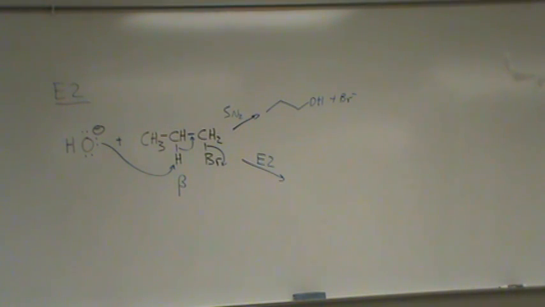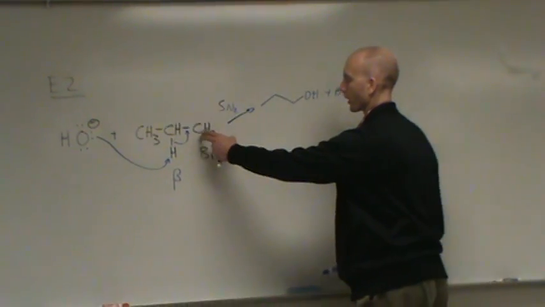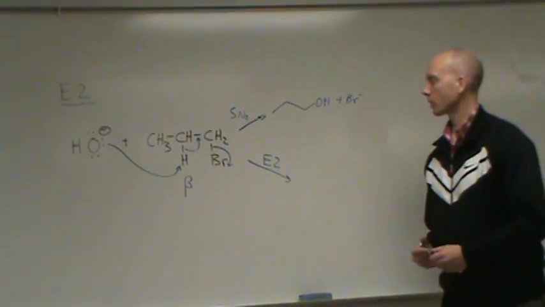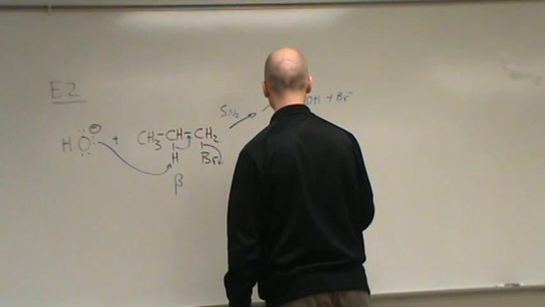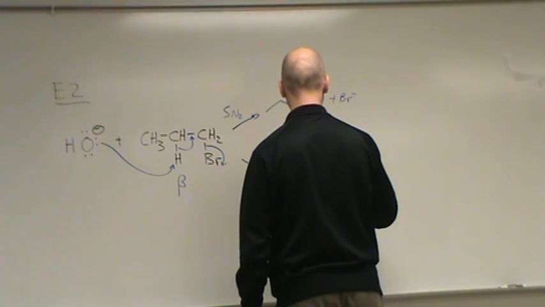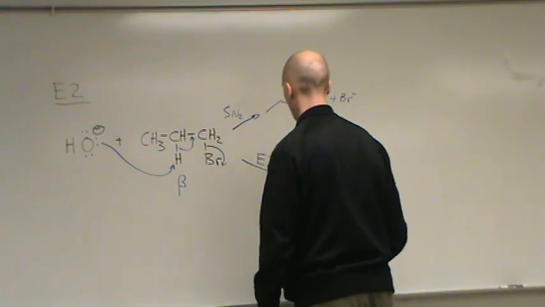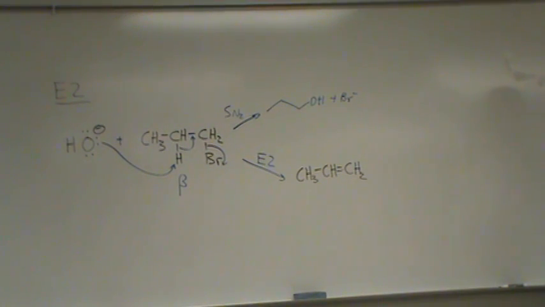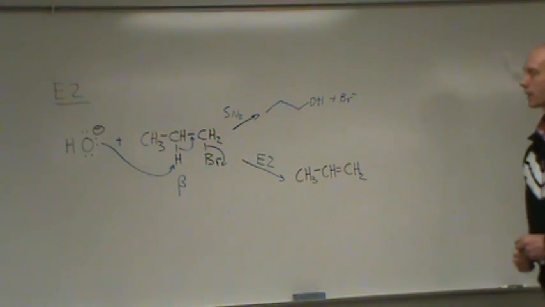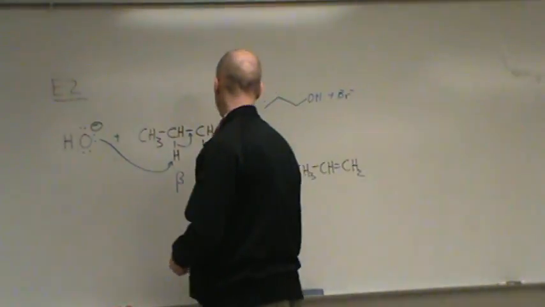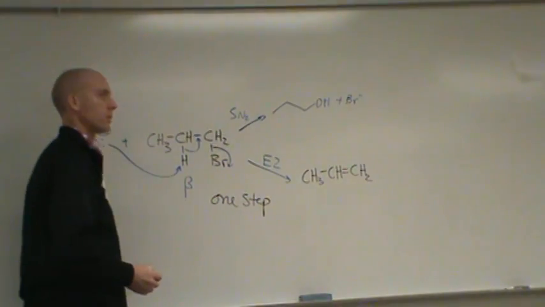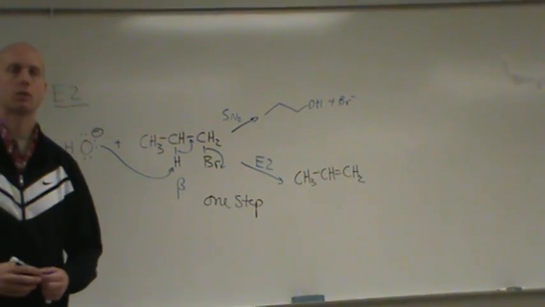Remember last time with the E1, it was the same thing, except you had a carbocation here. Okay? So as a result, we end up getting an alkene double bond. Okay. So both SN2 and E2, all this occurs in one step, one transition state.